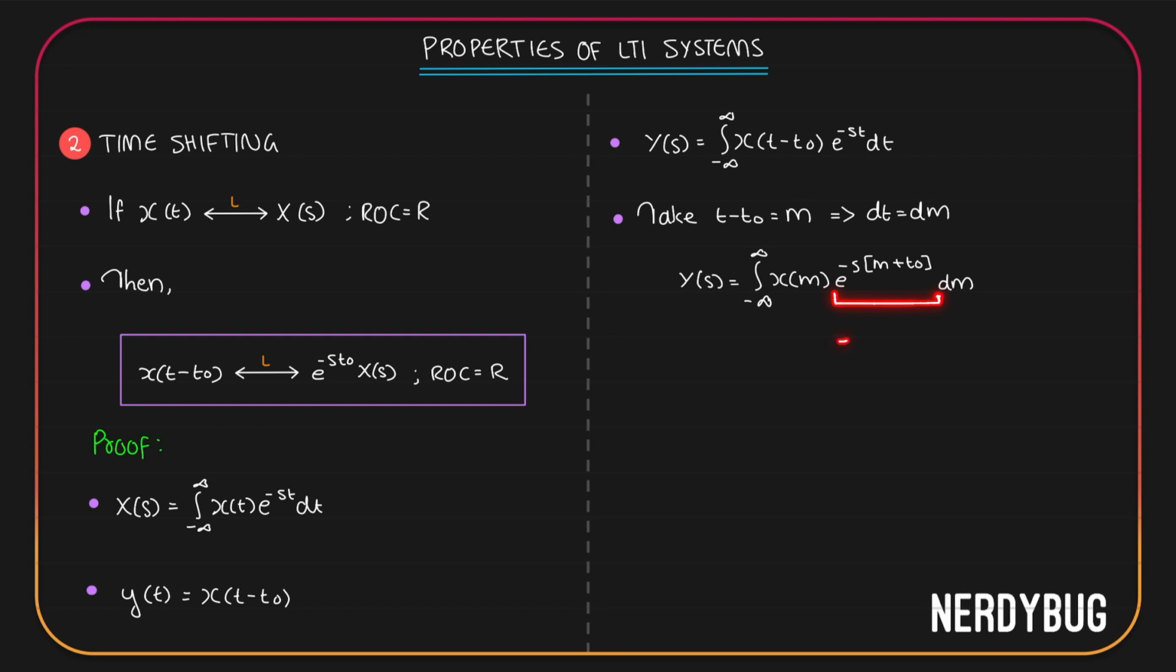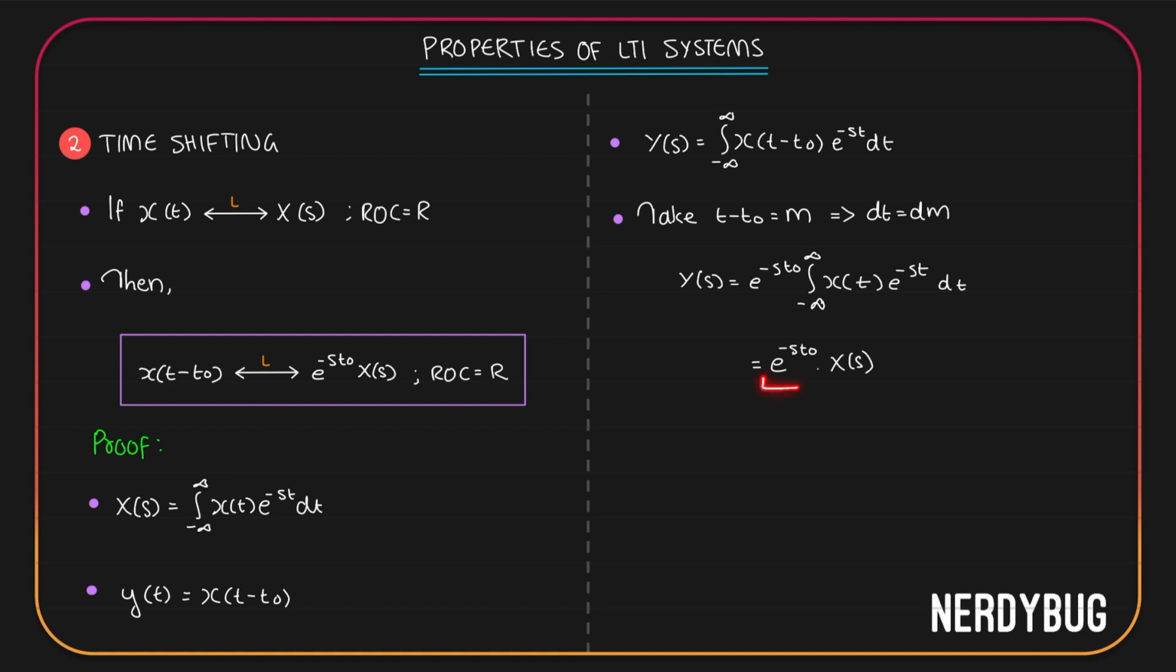Now here we have e raised to minus s into m plus t naught. We can write it like this: e raised to minus sm multiplied by e raised to minus s t naught. E raised to minus s t naught is a constant. Let us take that out of the integral. What we have over here is integral from minus infinity to infinity x of m e raised to minus sm dm. But it doesn't matter what you call the variable over which you're integrating. So instead of m, let us take t itself. So this is actually nothing but x of s, the Laplace transform of x of t. So y of s is equal to e raised to minus s t naught multiplied by x of s.